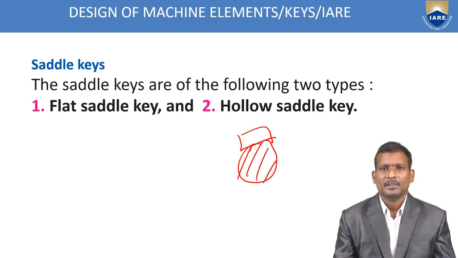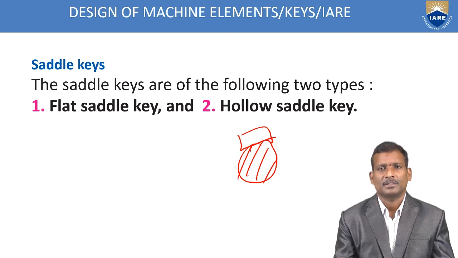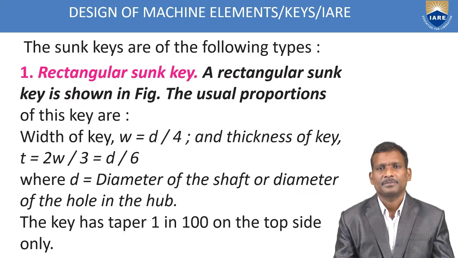Generally, in industries and workshops also, all machines have these two, sunk and saddle keys only. The preferable keys are sunk and saddle keys, so it gives more strength. The sunk keys are classified into rectangular sunk key and square sunk key. We will discuss one by one.